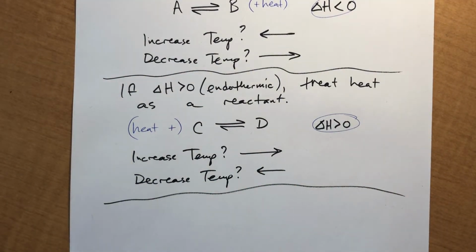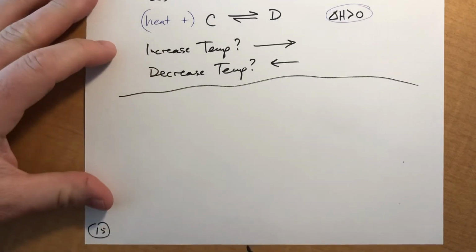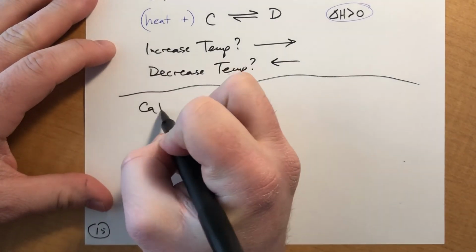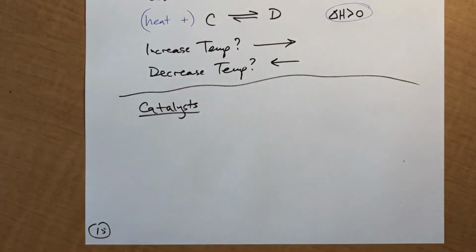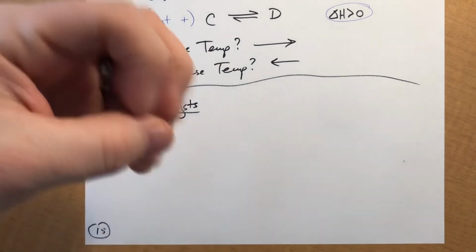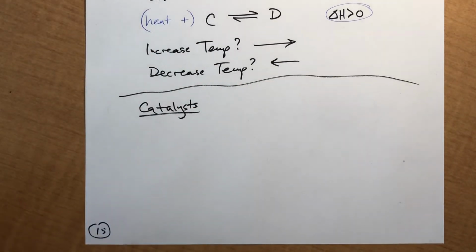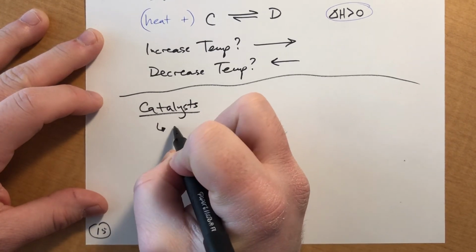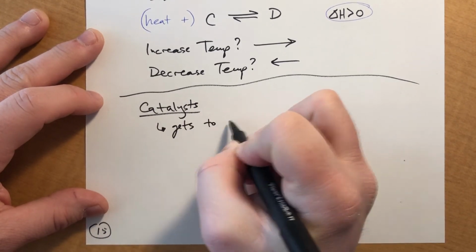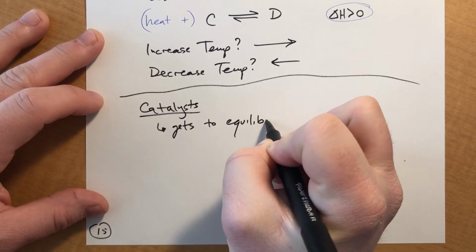The last weird little one that we hadn't mentioned yet, that wasn't on the initial list, is the idea of catalysts. How does that affect equilibrium? We talked about catalysts in the last chapter. There's something that is added that starts out as a reactant, gets used up, and comes back as a product, and it increases the speed of the reaction by lowering the activation energy. It turns out that a catalyst speeds up the reaction. So it gets to equilibrium faster.